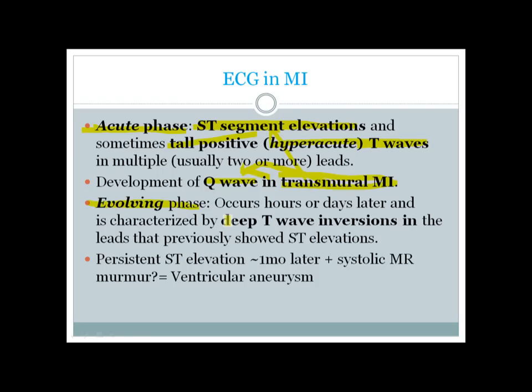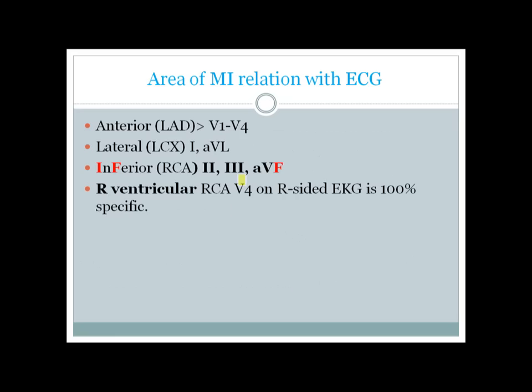In the evolving phase, which occurs about hours and days later, there is development of deep T wave inversions in those leads which previously had ST segment elevations. In some people there can be persistent ST elevation about 1 month later, and if there is systolic mitral regurgitation associated with that ST elevation, it should suggest that this patient has already developed a ventricular aneurysm.